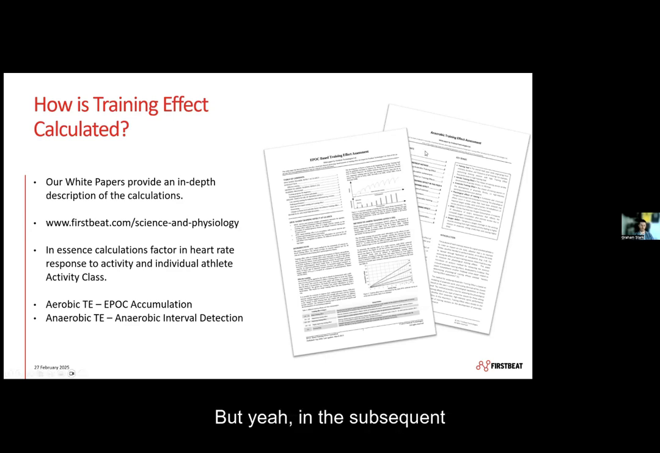But in the subsequent slides, I'll give you a slightly dumbed down explanation of what they are and how the two parts of it are calculated. Basically, it factors in the individual's heart rate response at any given point, and then the predefined activity class that you set in their profile. I've not included the specifics of activity class because there's guidance within the profile setup, but it basically allows you to input the performance level of that particular athlete.